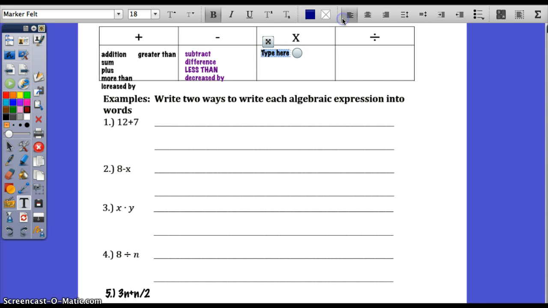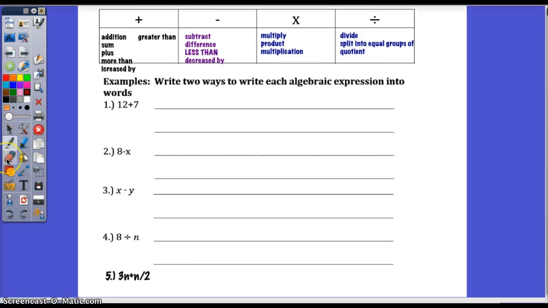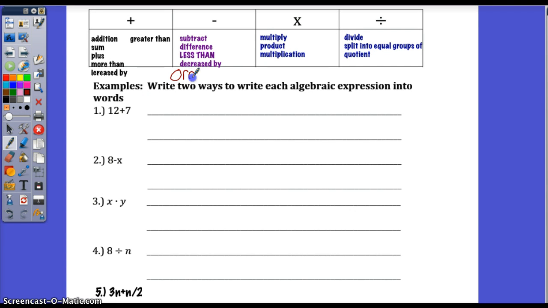For this one here, multiplication, multiply, the product, and some other ones. This one here, we have divide, split into equal groups of, the quotient, that's the big word that you want to use for that one. Now let's go ahead and write 2 examples of each algebraic expression. For addition and multiplication, the order does not matter. Please make yourself a note that the order matters for subtraction and division.